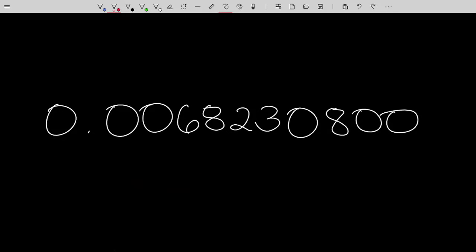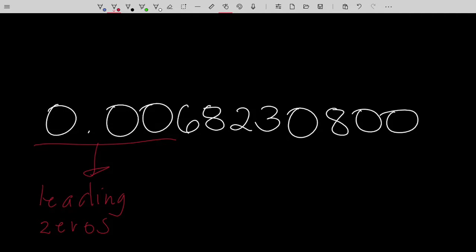So here again we have the value 0.0068230800. First, let's identify the leading zeros. We all know from the word alone, leading zeros are zeros placed at the first part of the value, and this is an example of your leading zeros.